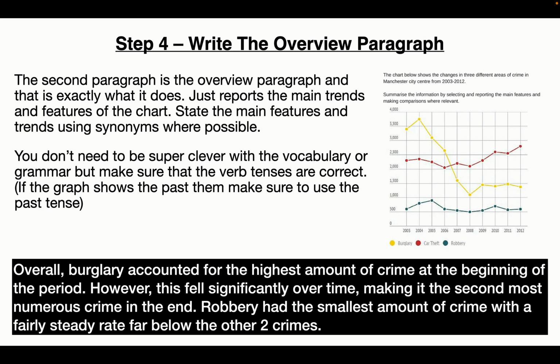Overall, burglary accounted for the highest amount of crime at the beginning of the period. However, this fell significantly over time, making it the second most numerous crime in the end. Robbery had the smallest amount of crime, with a fairly steady rate far below the other 2 crimes.